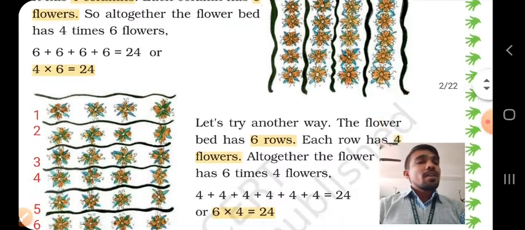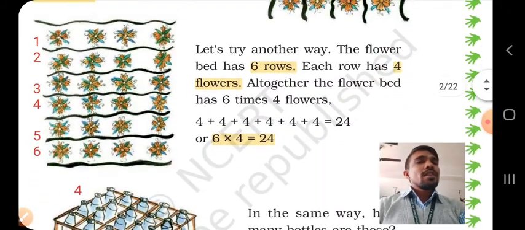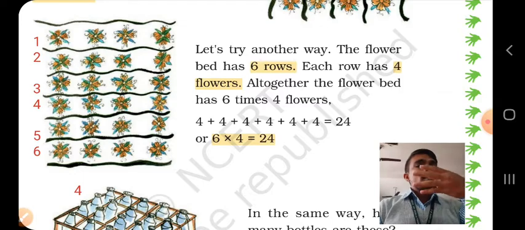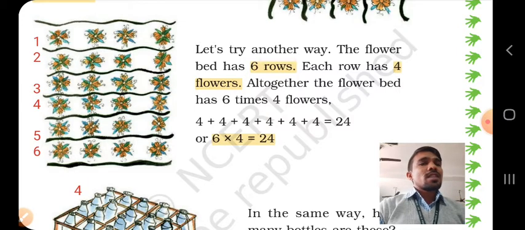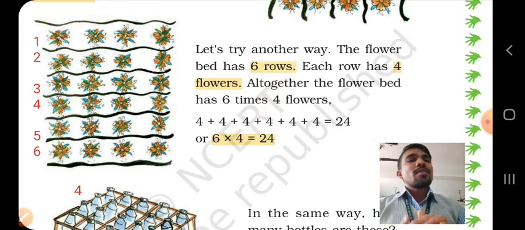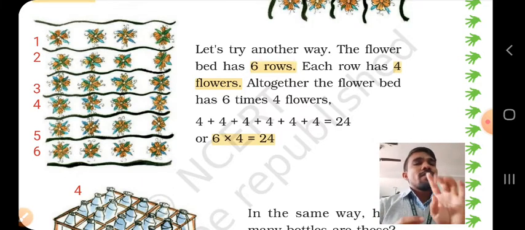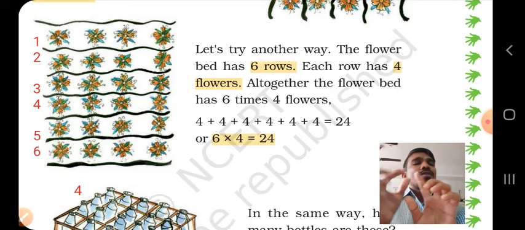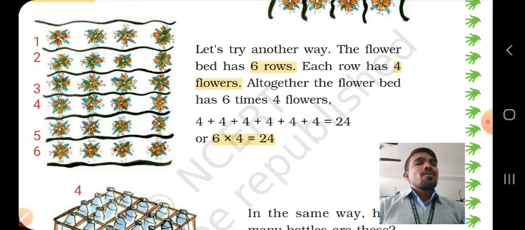You can do it in another method also. How can you do it? Here it was arranged in columns. Now just arrange them in rows. This flower bed has 6 rows. How many rows are there? 6 rows. And in each row there are how many flowers? 4 flowers. That is 6 times 4. First row will have 4 flowers. Second row will have 4. 4 is repeated how many times? 6 times. So 6 multiplied by 4, that is 24.